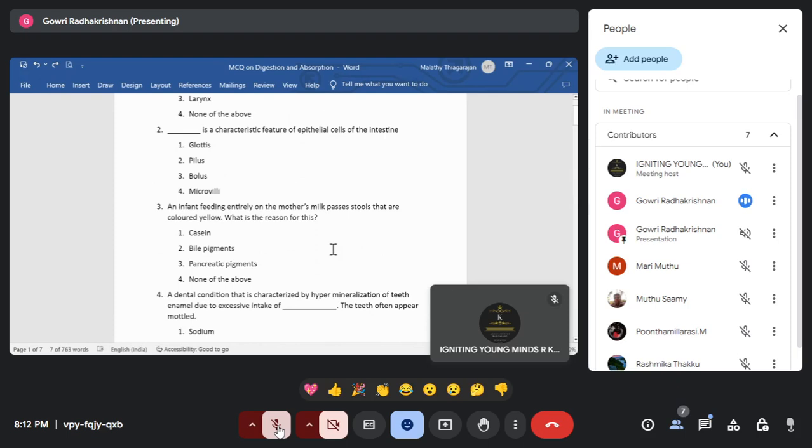The second question: dash is a characteristic feature of epithelial cells of the intestine. See, epithelial cells in the intestine have a characteristic feature. First of all, what can you say about epithelial cells in the intestine? Where are they situated? It's a lining wall, the outer wall of the intestine. Yes, Kartika, you wanted to say something?